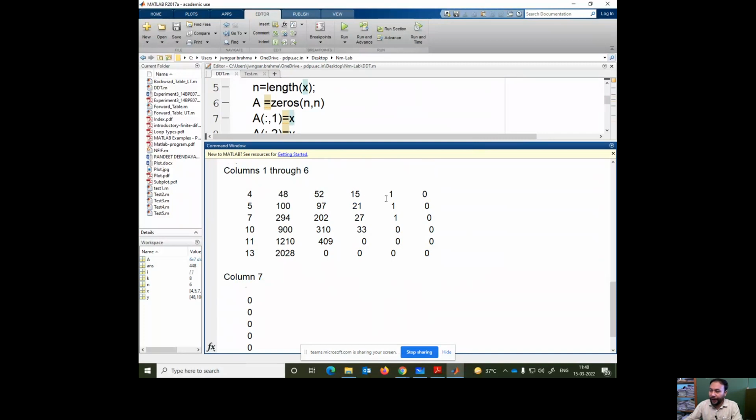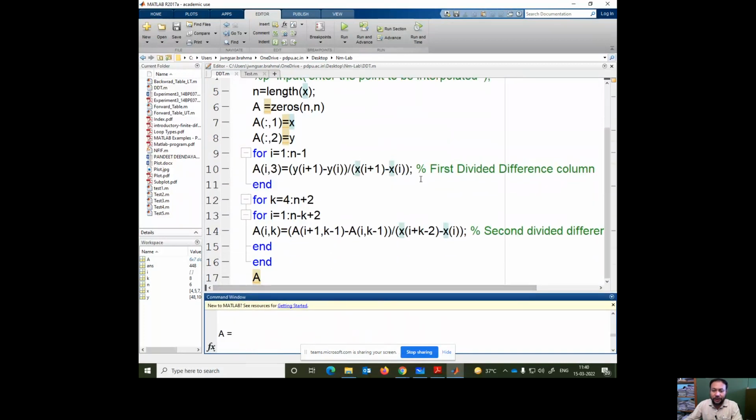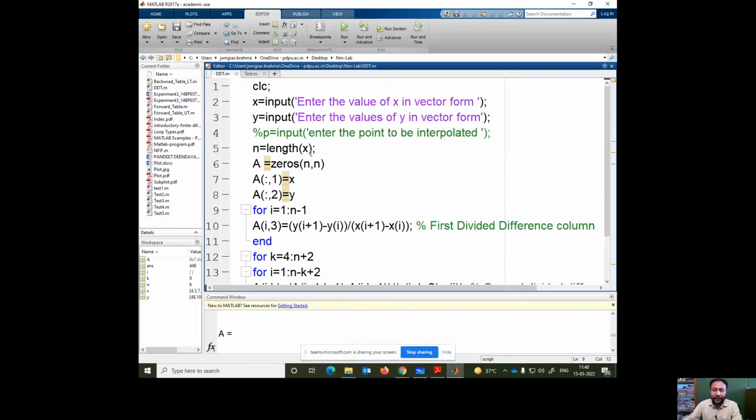We have developed an algorithm and a Matlab code where we can get this matrix: 1, 2, 3, 4, 5, 6, so 6 rows and 7 columns. This column will be the last here. So this was the Matlab coding we had developed in the previous lecture.